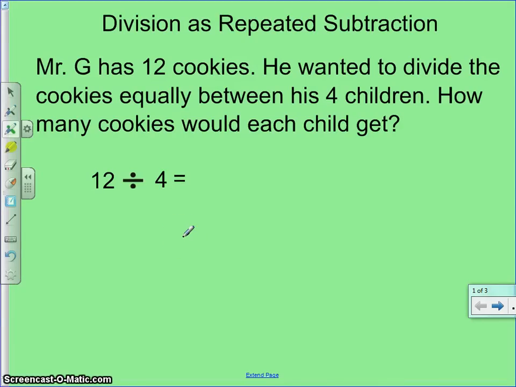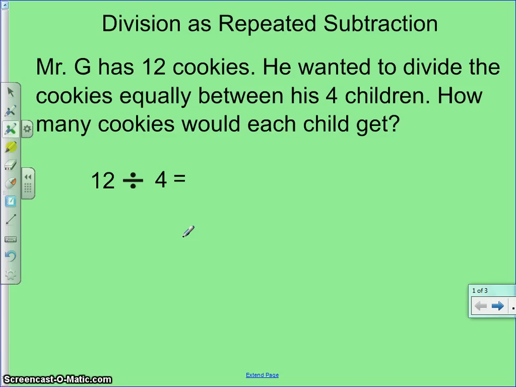Okay guys, so now that we are jumping right into division, we're starting to work on it a little bit. We're going to start looking at how division can be thought of as repeated subtraction. And like I said, division is the opposite of multiplication. When you think about it that way, you're going to be able to help yourself a lot.